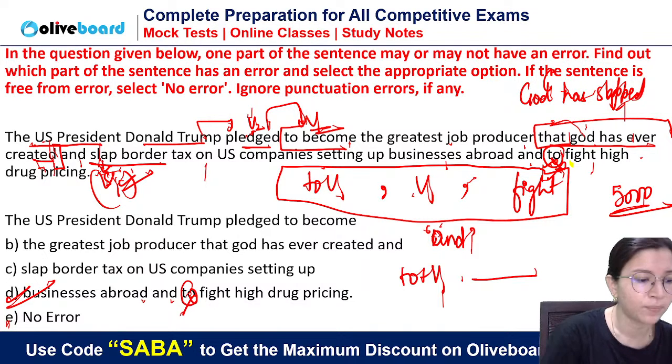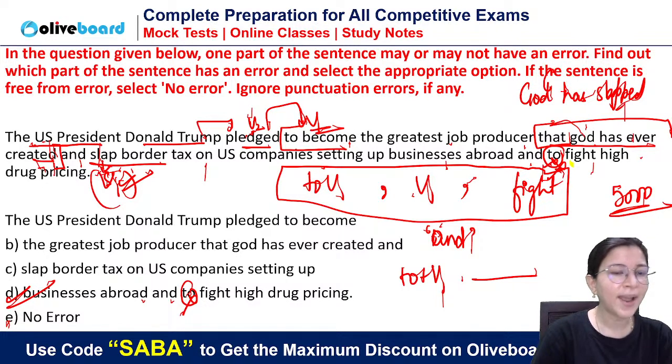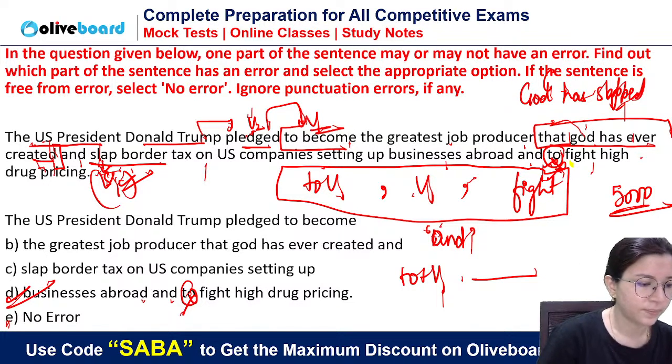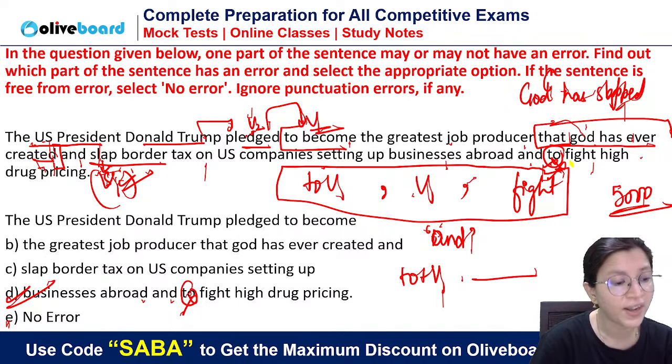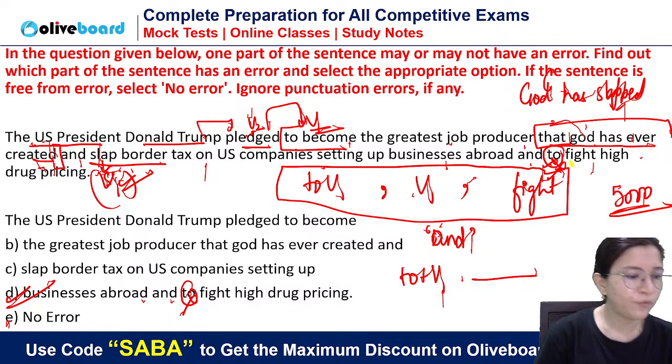Fight for means support something. Okay, Mati? Fight for something means you are supporting something. And fight high drug pricing means you are going against that. Fight for corruption or fight corruption? Tell me. If you are fighting for corruption, it means you are supporting corruption. So there is a difference. Everything will be used. चलो guys, we are done with today's session.